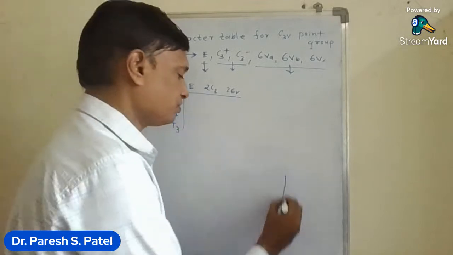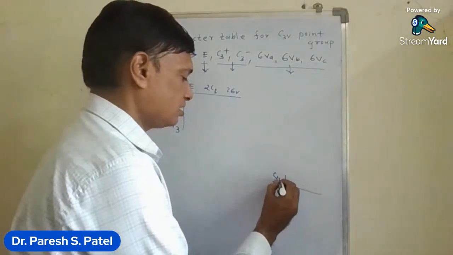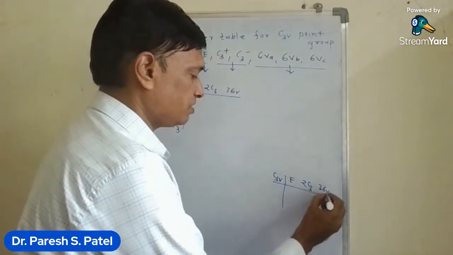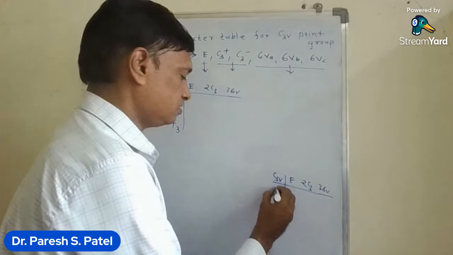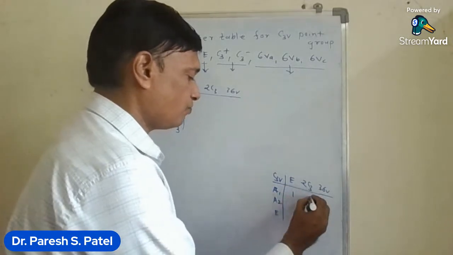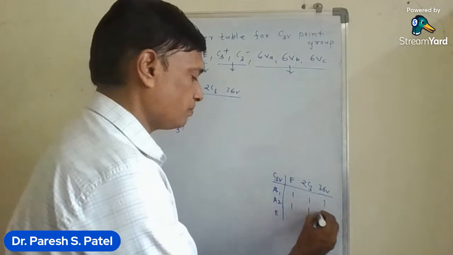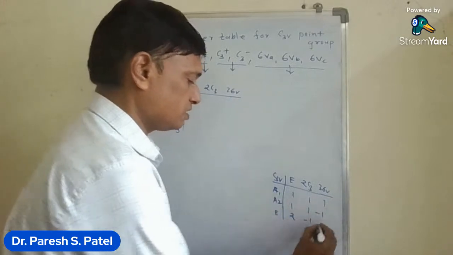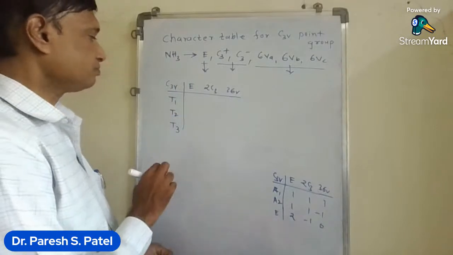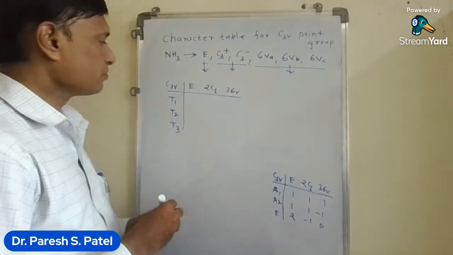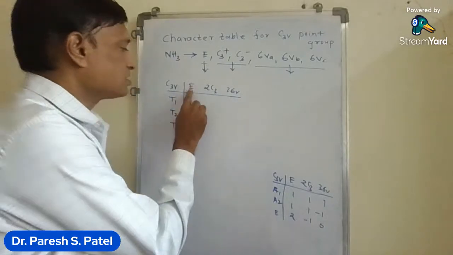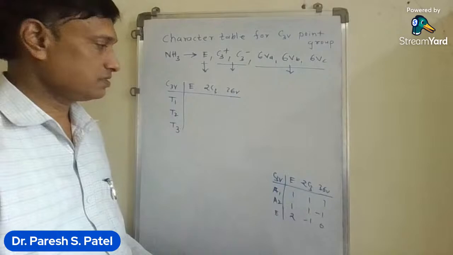And we know that, E, 2C3, 3 sigma v; A1: 1, 1, 1; A2: 1, 1, minus 1; E: 2, minus 1, 0. This is the character table for the C3v point group. Now, according to rule number first, the number of irreducible representations is equal to the number of classes.